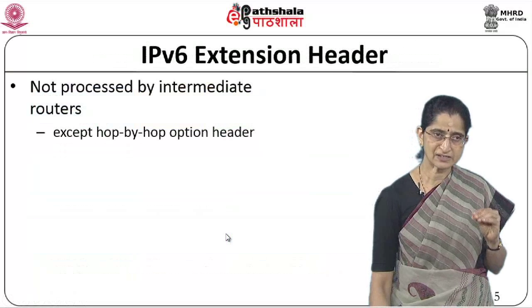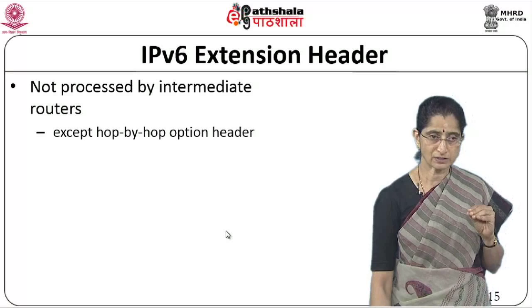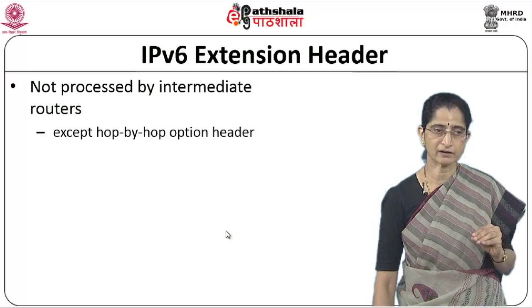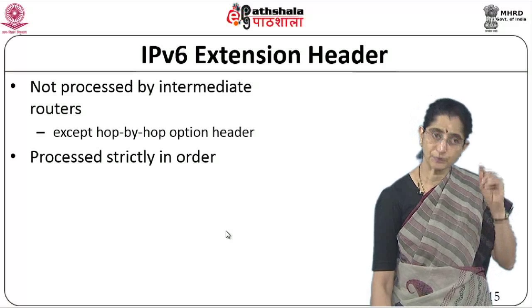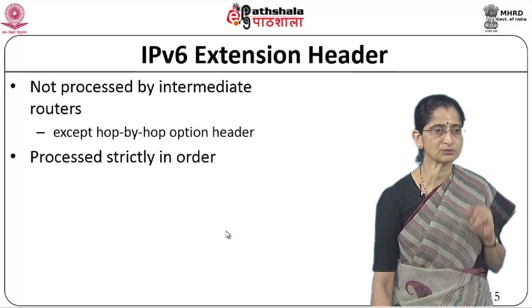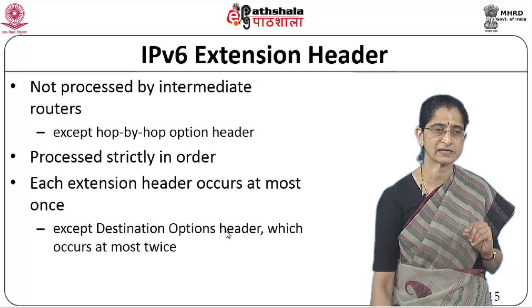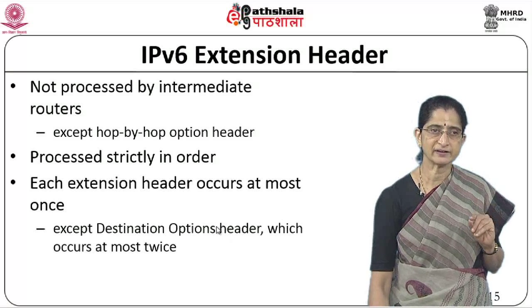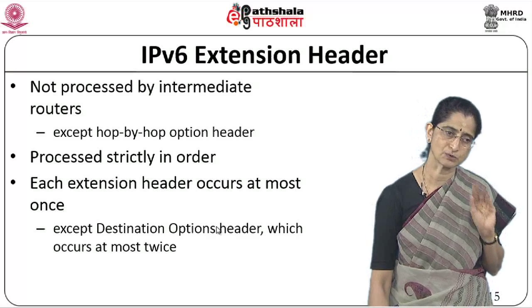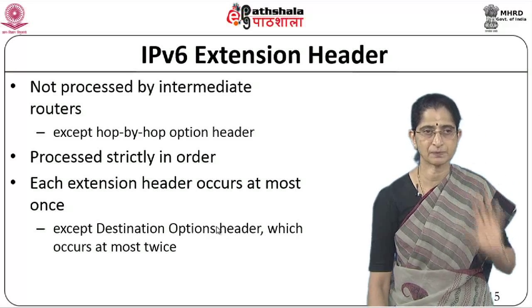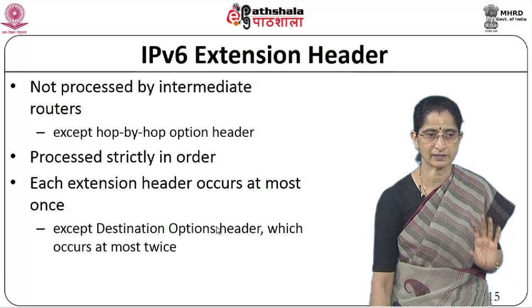So the IPv6 extension headers are not processed by intermediate routers except the hop by hop option header. Okay. And they are processed strictly in order. So this again is to improve efficiency of processing, as we said. And each extension header occurs at most once, except the destination options header, which occurs at most twice. So this is basically what you expect to find in the IPv6 list of headers.